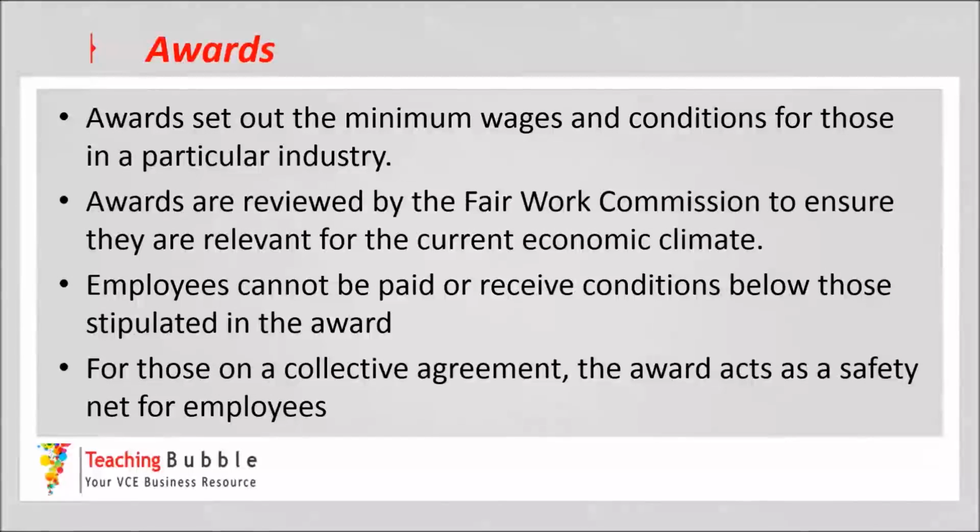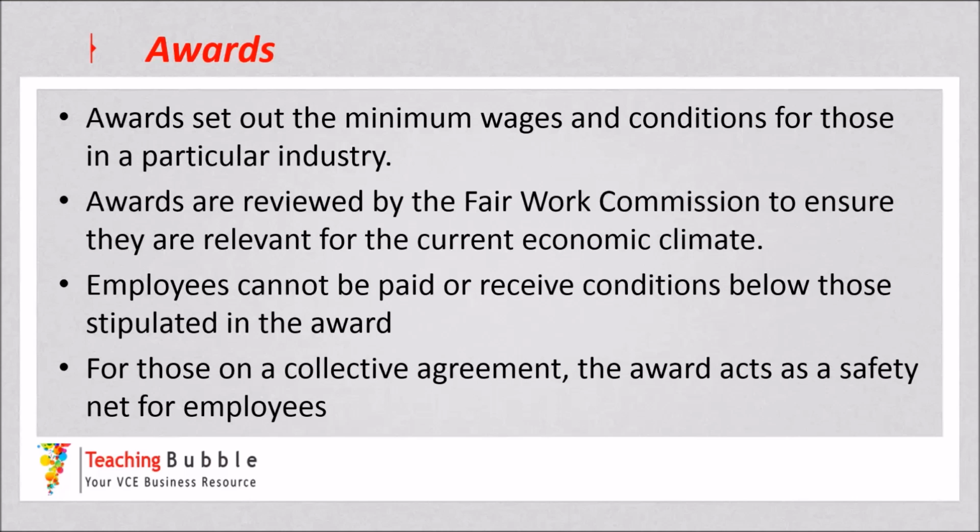The next type of employment contract is known as awards. Awards set out the minimum wages and conditions for those in a particular industry. So there's many different industries within Australia, and an award will set the minimum wages and conditions for those in a particular industry. Awards are reviewed by the Fair Work Commission to ensure they're relevant for the current economic climate and the cost of living and those types of things.